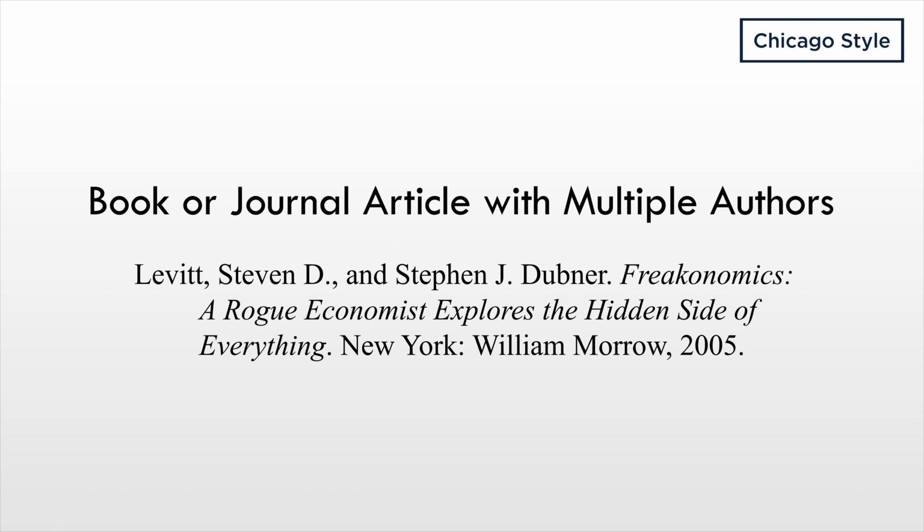For a book or journal article with 2 or 3 authors, the bibliography citation is a little different. Only the name of the first author is inverted. The second and third authors are given in first name, last name order.